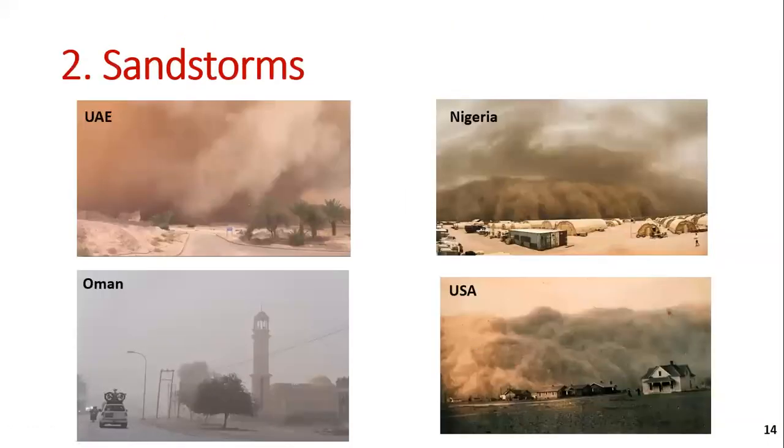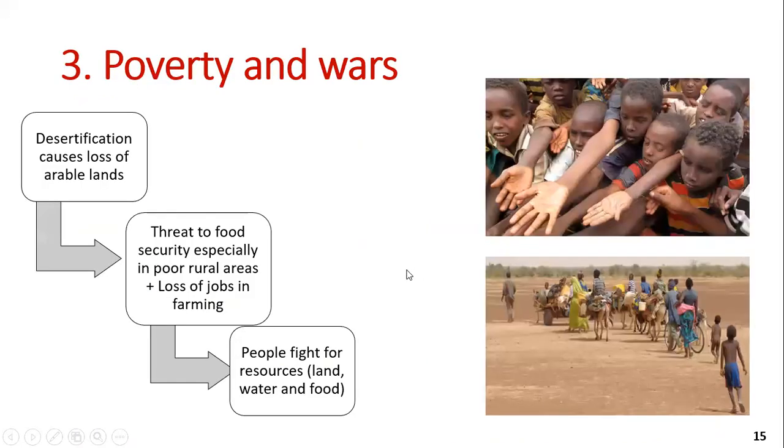In some parts of the world, when the vegetation cover is lost and when you have extreme events like winds and so on, they can encounter sandstorm events like what you can see in these pictures: UAE, Nigeria, USA, and even Oman. In some parts of the world, desertification can cause a loss of arable land, which creates food insecurity in the areas and loss of jobs. And because of that, people start fighting, and then it can create poverty and war.